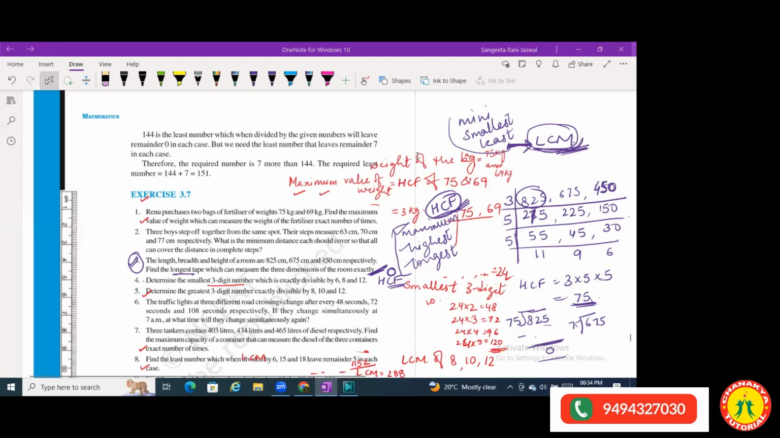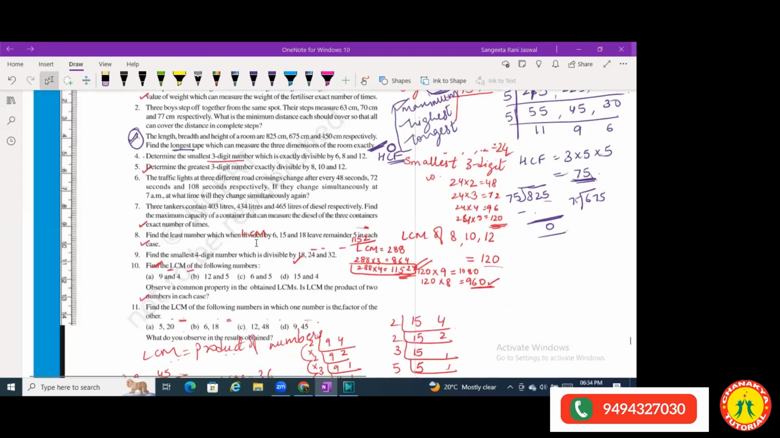Okay, we'll take some more examples on LCM also. Take some LCM sum also. We take the LCM sum also, okay. Okay, let's take this one. Question number 6. Look here.